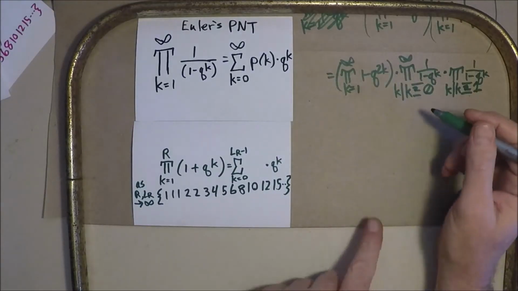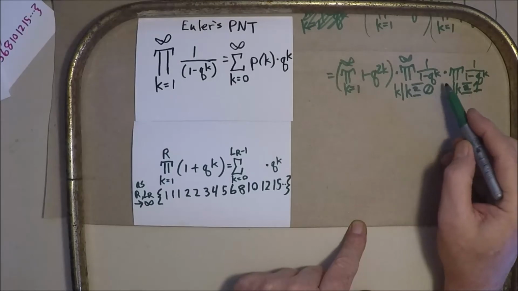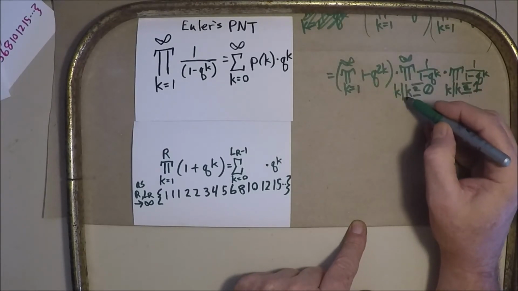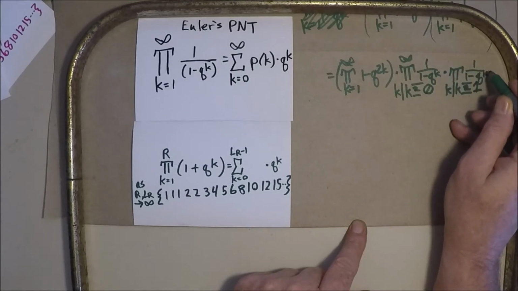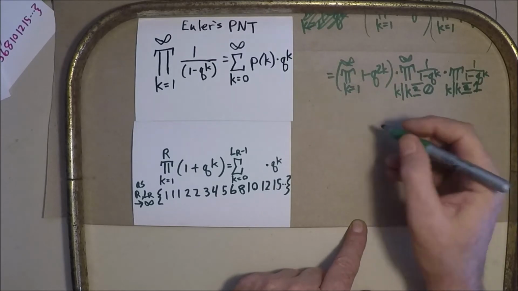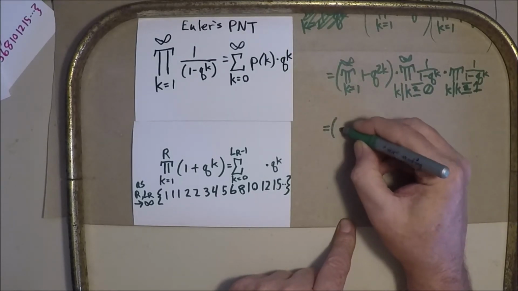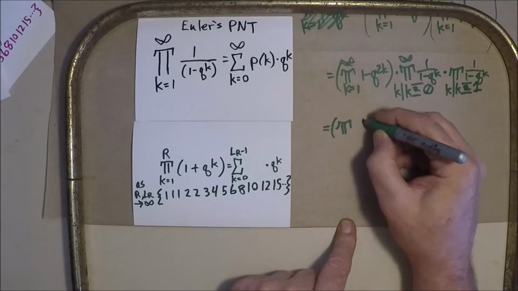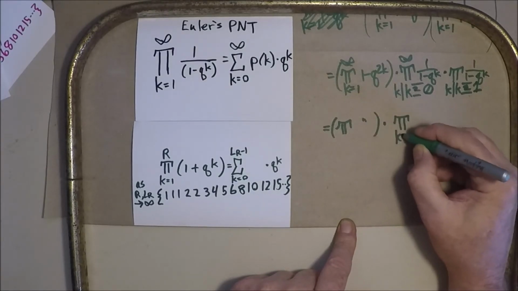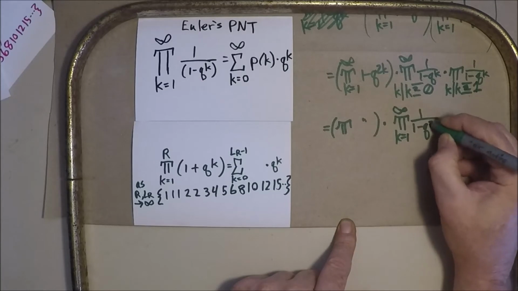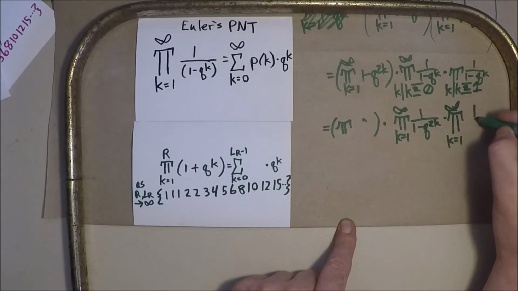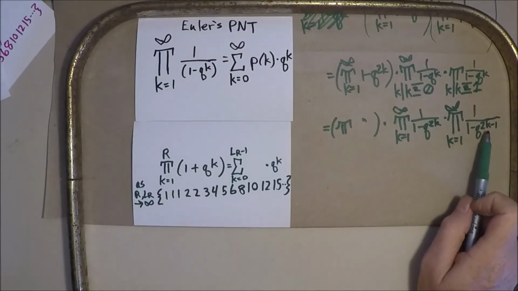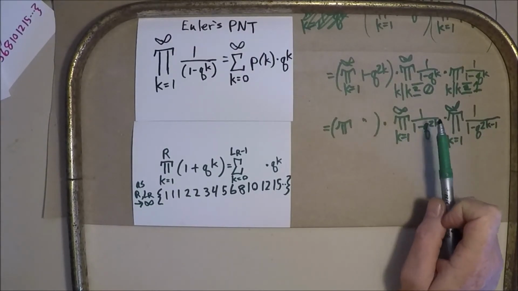Then what is commonly done is to rewrite this over a full index, by changing the exponent on the q in the term expression. What we get is the same thing here, times the product k equals 1 to infinity of 1 over 1 minus q to the 2k, times the product k equals 1 to infinity of 1 over 1 minus q to the 2k minus 1. So all of the odd exponents, all of the even exponents.